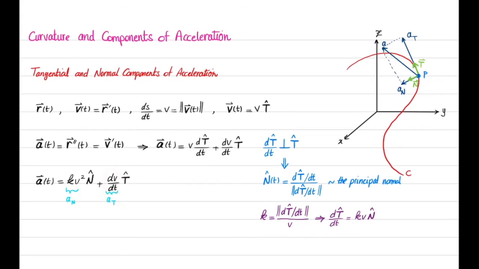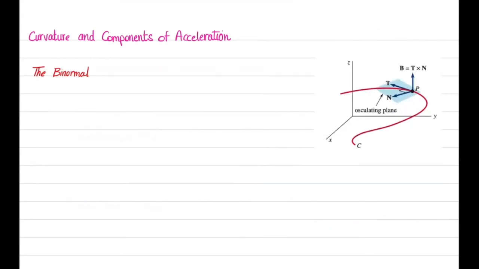So note that here the tangential component of the acceleration results from a change in the magnitude of the velocity vector, whereas in here, the normal component of the acceleration results from a change in the direction of the velocity vector. So now let's define the binormal.